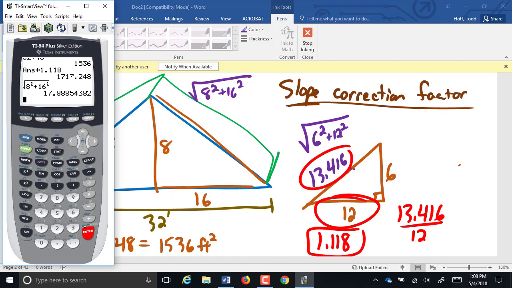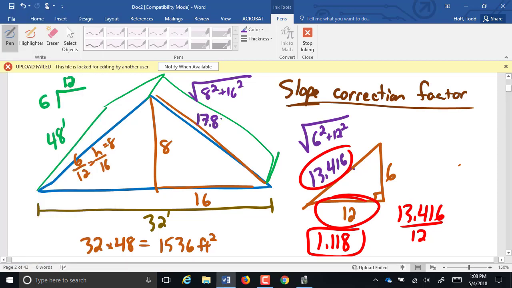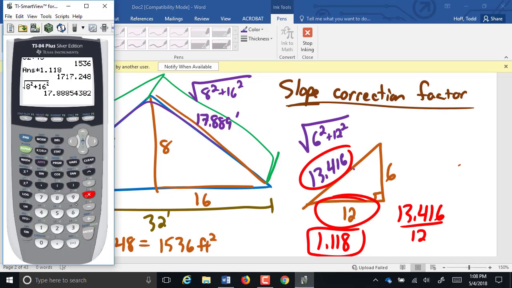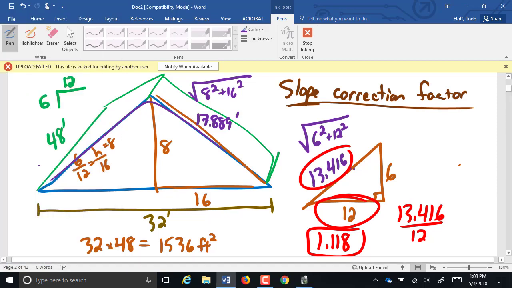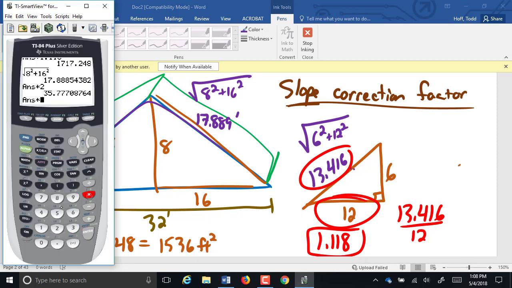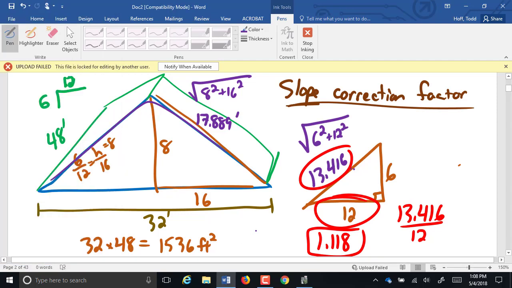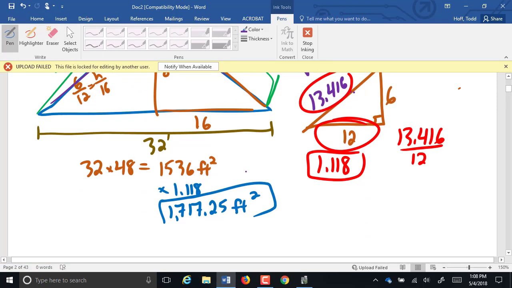Gives us 17.888, 17.889 feet. Multiply that by 2, gives you the distance around. And then times that 48 depth will give you the area of the roof. And note, we get the same number, 1717.3. We had 1717.25. Let's just round off here.